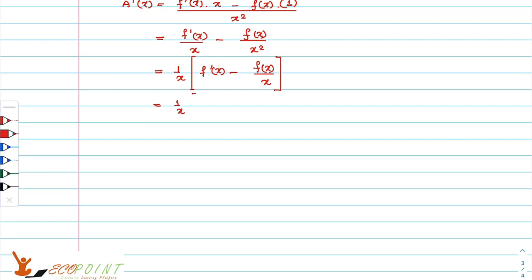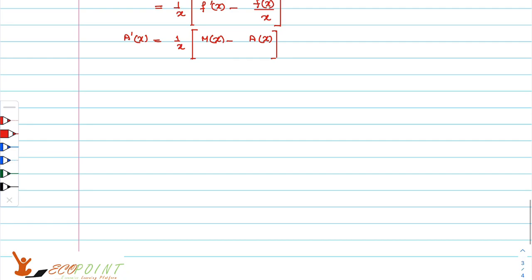What is f dash x? F dash x is the marginal value of the function. What is fx upon x? That is the average value of the function. So this is the relationship between the average value and the marginal value of the function.